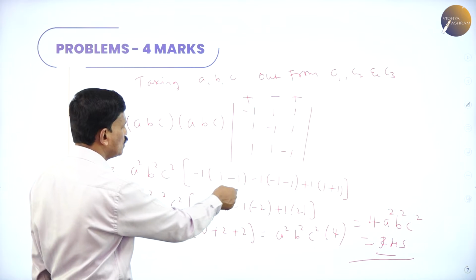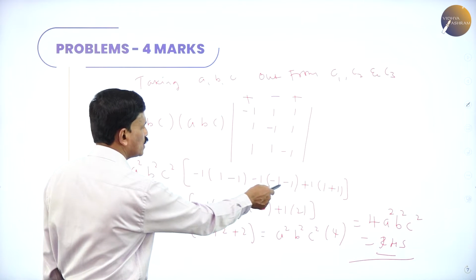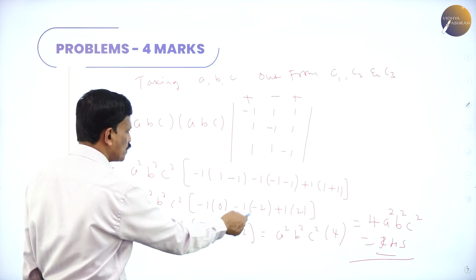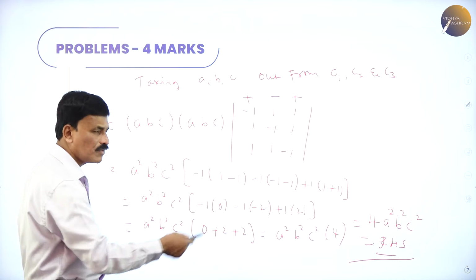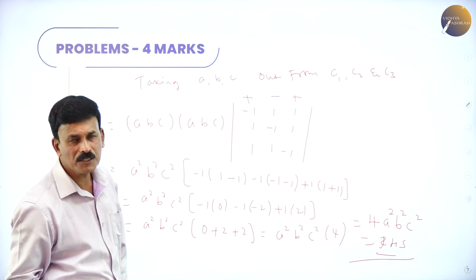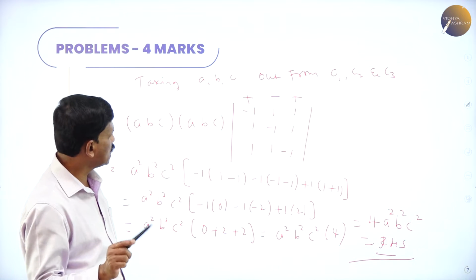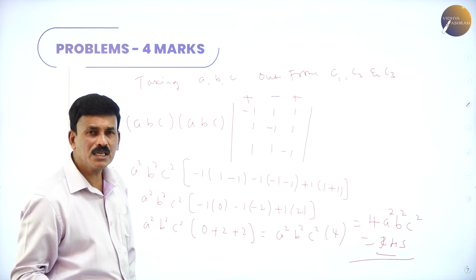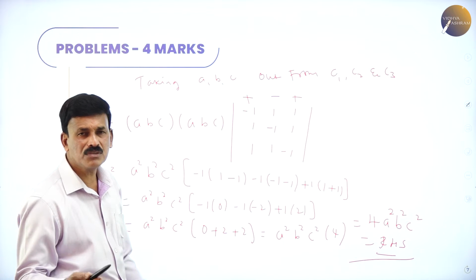Expand this. If you expand, this becomes 0, minus 1 is minus 2, minus into minus plus 2. 1 plus 1 is 2, 2 into 1 is 2. 2 plus 2 is equal to 4. So the required answer is 4 times a square, b square and c square. Very simple. Just take common factors: first abc from R1, R2, R3 and again abc from C1, C2, C3. Expand, you will get the answer.